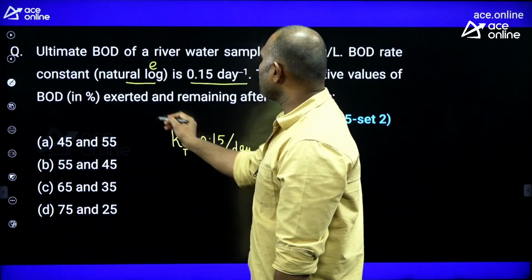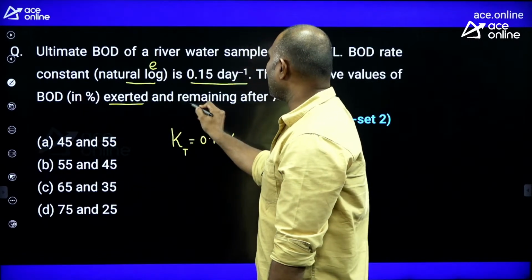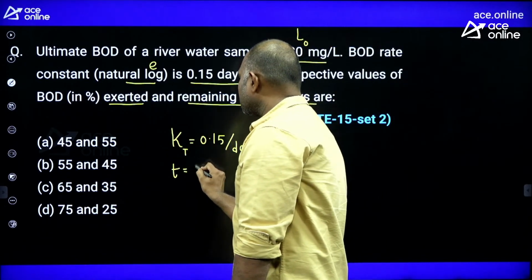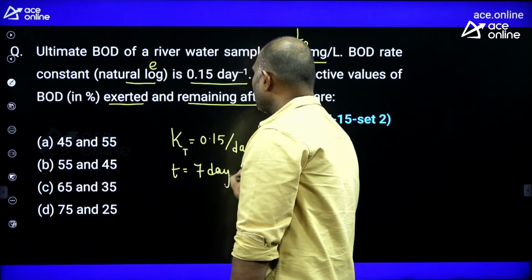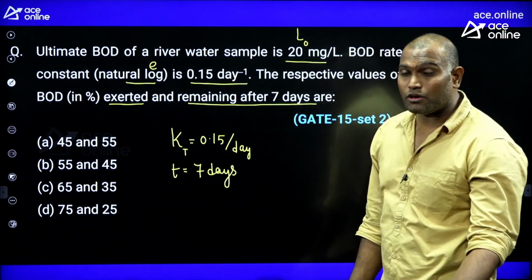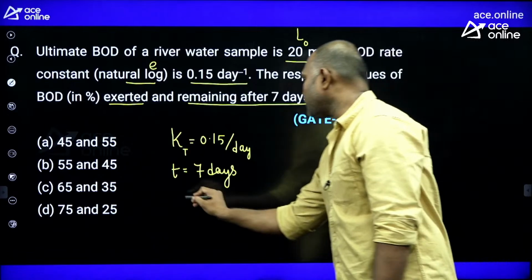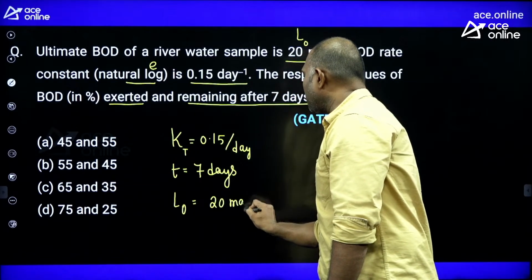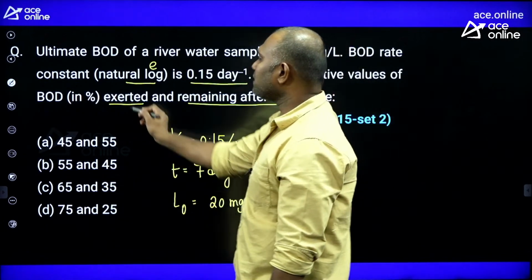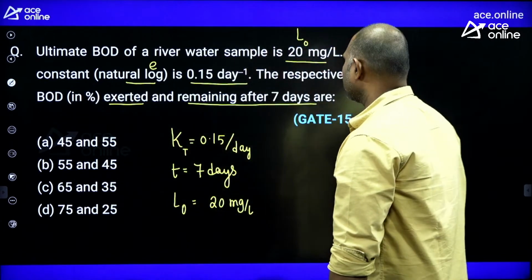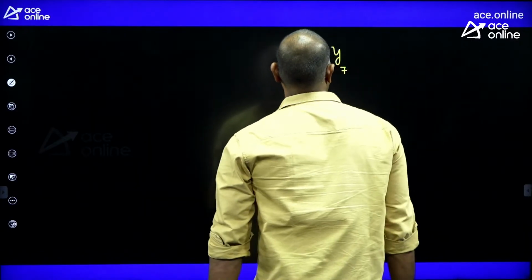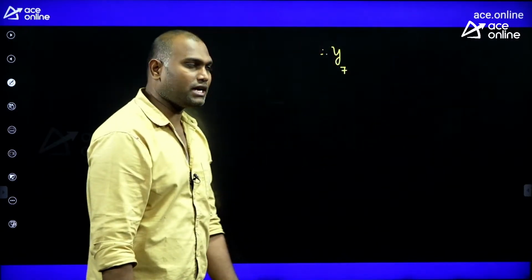And respective values of BOD exerted and remaining after 7 days. So how many days are they mentioning? 7 days. So for 7 days, how much amount of BOD is utilized and how much BOD remained? So L0 is 20 mg per liter. They are asking in terms of percentages, right? So first of all, how much amount of BOD is utilized in 7 days?